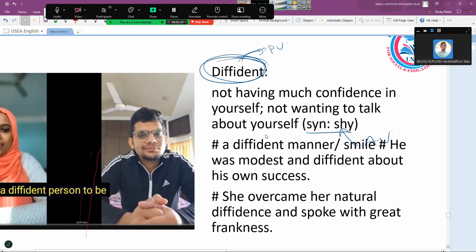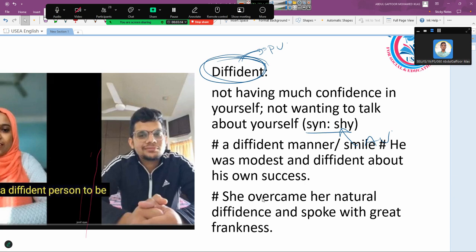Okay, so diffident manner, diffident smile. For example, some people don't talk. Whatever question you ask, they will just give a small, simple smile, because the smile speaks everything. Have you seen people like that? They don't want to talk much. Whatever the question, they just simply smile, right? A diffident smile. He was modest and diffident about his own success. Some people are very successful, but they don't want to talk about their success story. They are modest, they are diffident. They are shy to express their own success.